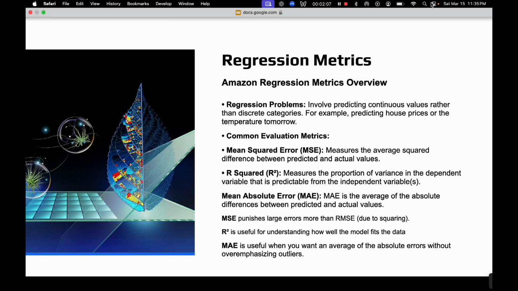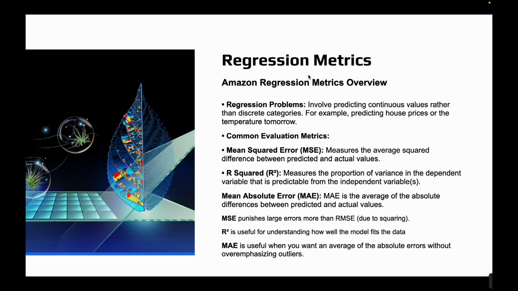So let's move on to regression metrics. These are tested less frequently, but you still need to know some of them. This involves predicting continuous values rather than discrete categories. For example, predicting housing prices or the temperature. So here are some common evaluation metrics: MSE or mean squared error, R squared, and mean absolute error. If you've taken a stats class, you might have heard some of these. So let's go through a quick overview of which one's more important and what each of them does.